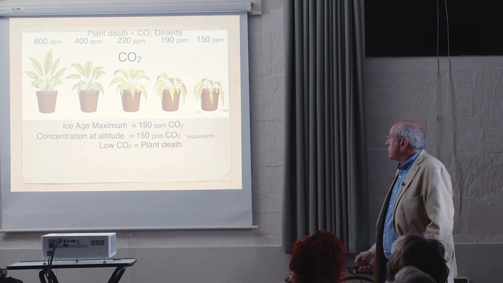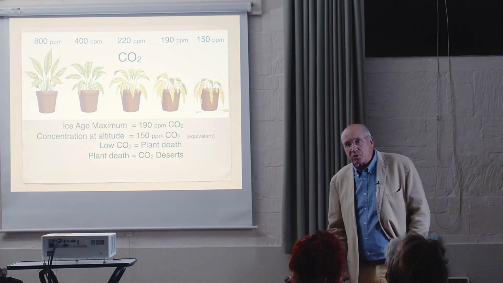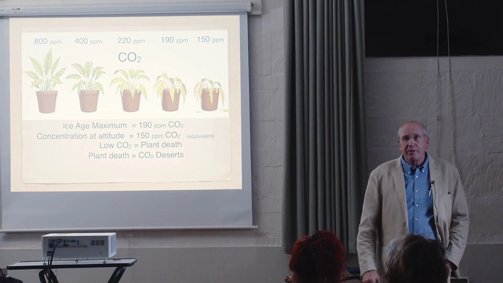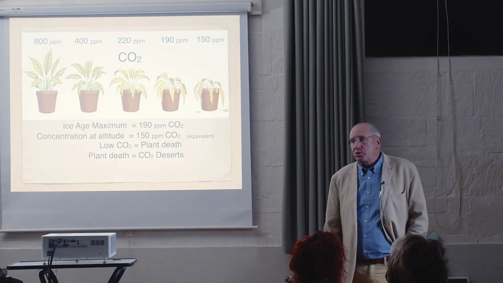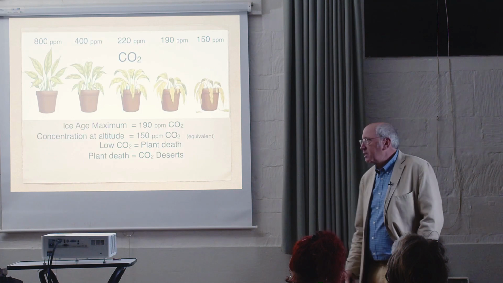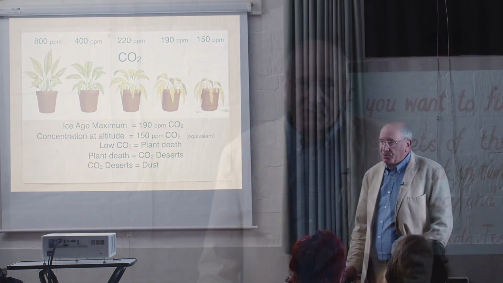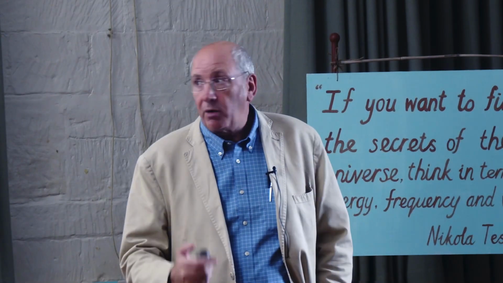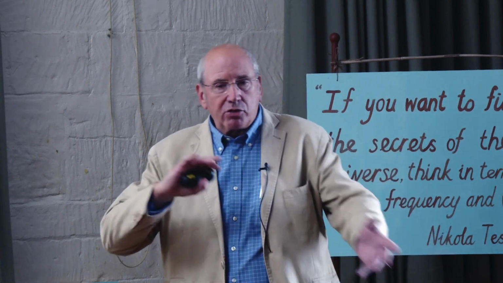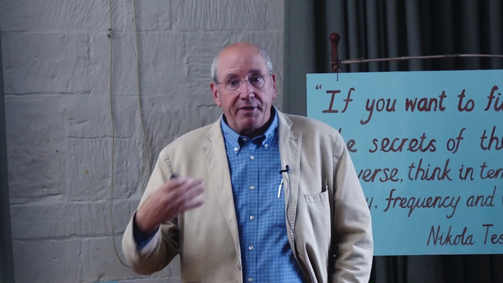So low CO2 equals plant death equals CO2 deserts, which we're not familiar with because nobody mentions CO2 deserts. But if you don't have enough CO2, you will form a desert. And CO2 deserts equal dust. That's where the dust comes from. And dusty ice sheets, if you can get that dust and you can transport it onto the northern ice sheets, cover them in dust, they will melt.